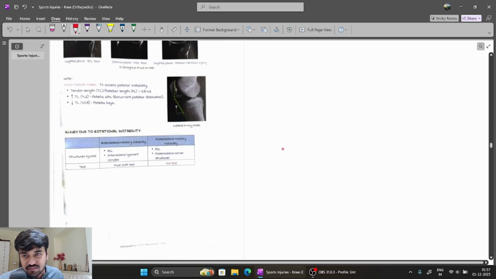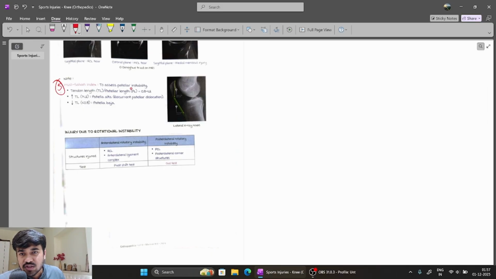All right. Then we have the Insall-Salvati index. The Insall-Salvati index assesses patellar instability. It is the ratio of tendon length to patellar length, right? So basically this is the ligamentum patellae or the patellar tendon, right? And this is the patella. So the ratio of tendon length to patellar length is equal to this index, and the normal range should be 0.8 to 1.2, right?